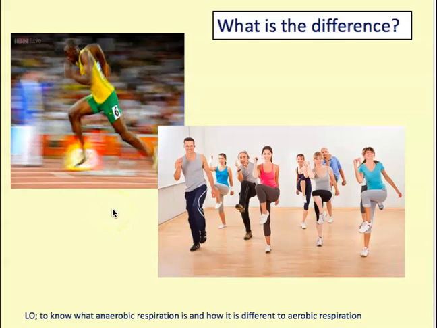Okay, so the difference here is that the exercise taking place in this picture is done at quite a low intensity, and they're able to get lots of oxygen into their lungs and therefore into their respiring cells. Whereas this image of Usain Bolt is such an explosive, high-intensity exercise that he isn't able to get oxygen to his cells quick enough. So he has to respire differently. So we'll do a different type of respiration, which we are going to look at now.